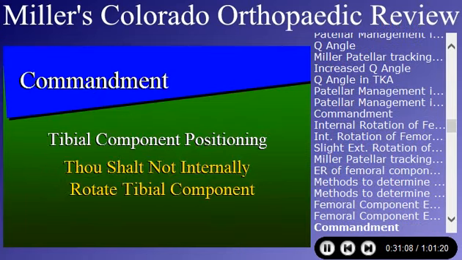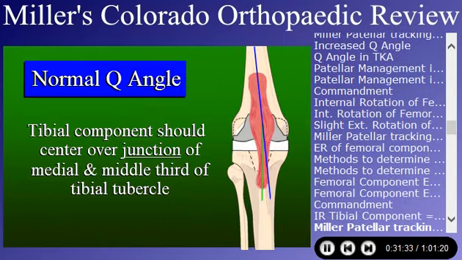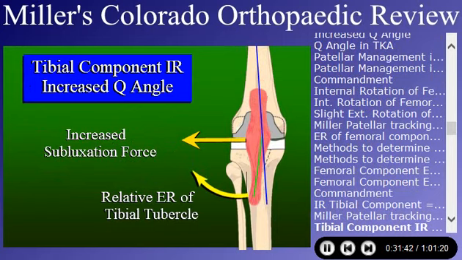Next thing, thou shalt not internally rotate the tibial component. The tibial component generally should be centered over the medial third of the tibial tubercle. If you internally rotate the prosthesis such that it is medial to the tibial tubercle, the net effect is external rotation of the tibial tubercle. And if you have external rotation of the tibial tubercle, that increases your Q angle. So you should be centered over the junction of the medial and middle third of the tibial tubercle, which gives you a normal Q angle. If you internally rotate the component, that net result is external rotation of the tibial tubercle, and that increases your Q angle, and that's where you get subluxing patellas.